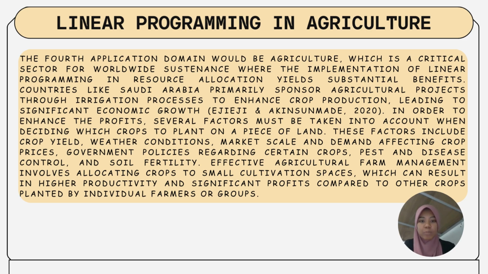Maximizing profits in agriculture requires considering factors such as crop yield, weather conditions, market scale, government policies, pest control, and soil fertility. Efficient farm management involves allocating crops to small cultivation spaces, leading to higher productivity and profits compared to crops planted individually or in groups by other farmers.